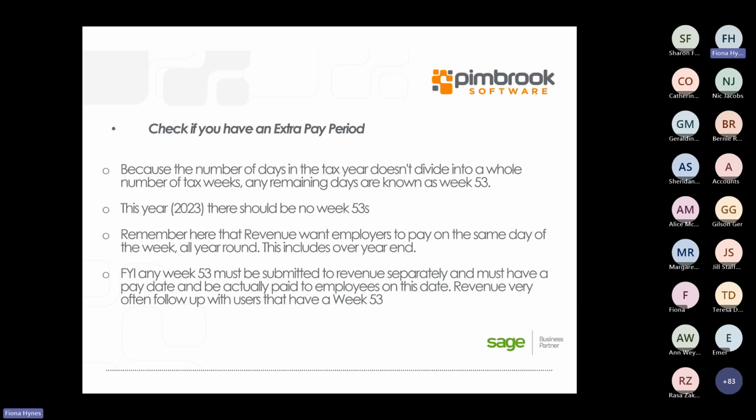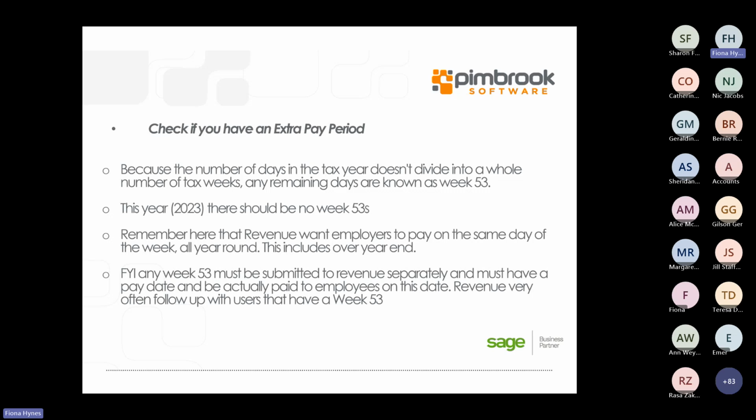We strongly recommend that you do not change the pay date or do anything to artificially create a week 53 or an extra pay period. Remember here that Revenue want employers to pay on the same day of the week all year round, including over the year end. But when it does occur, a week 53 must be run separately. It can't be a holiday period from within week 52.